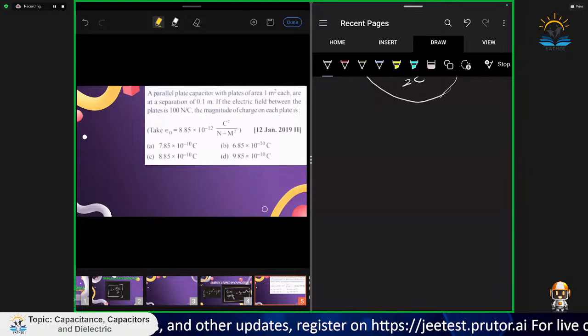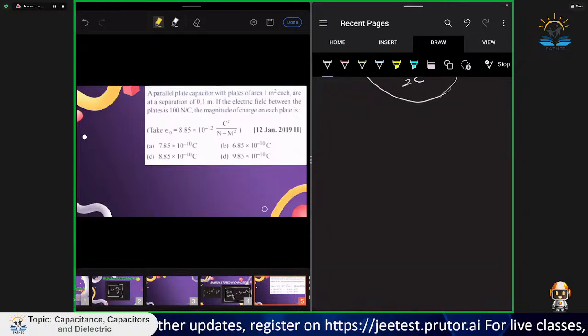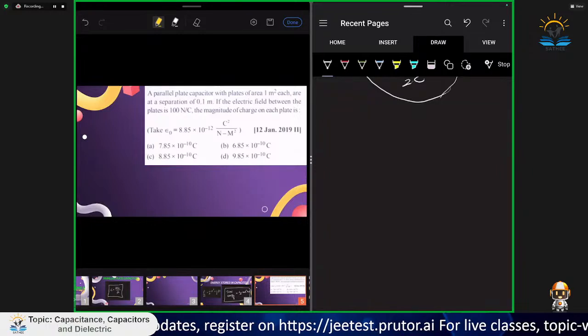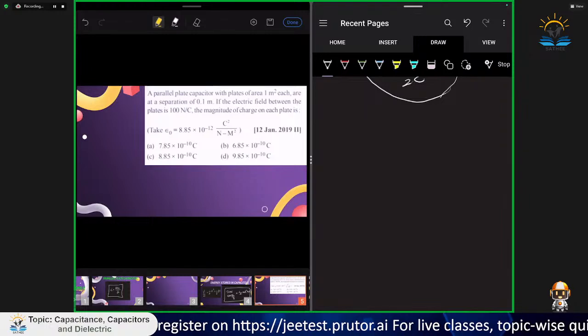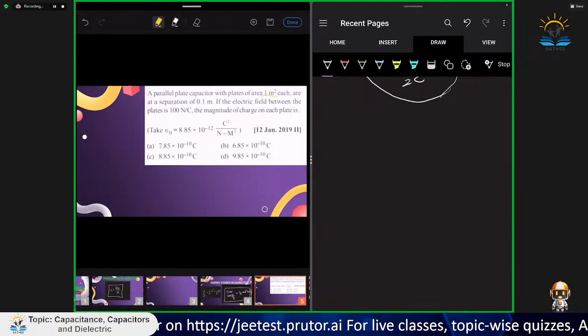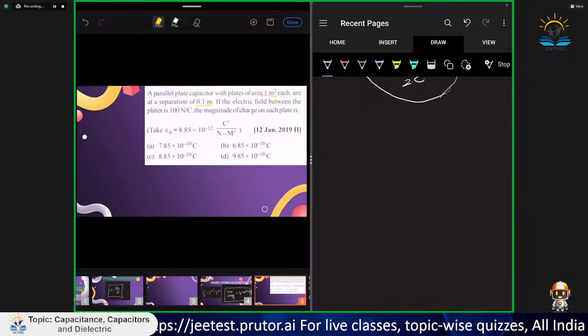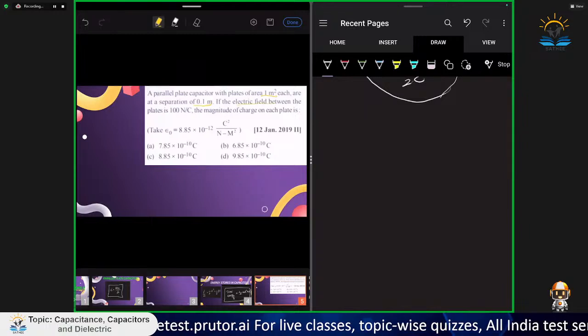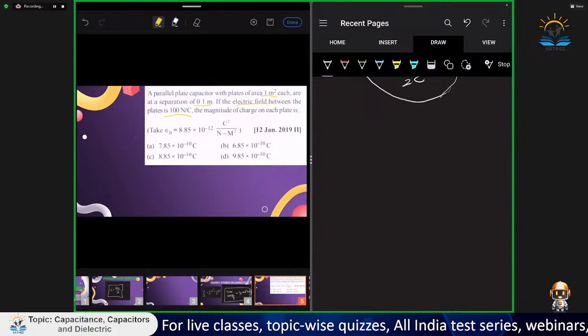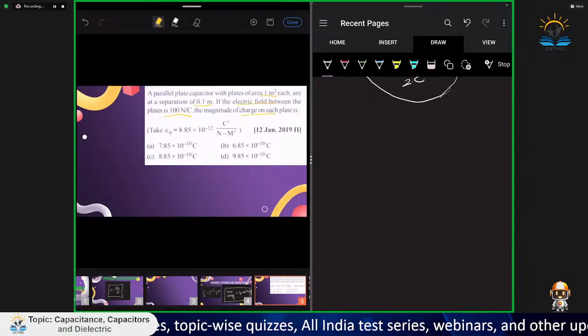Let's read the question. A parallel plate capacitor with plates of area 1 meter square each. So the area is given, 1 meter square. The separation d is given as 0.1 meter. The electric field between the plates is given as 100 Newton per coulomb. We have to find out the magnitude of charge on each plate.